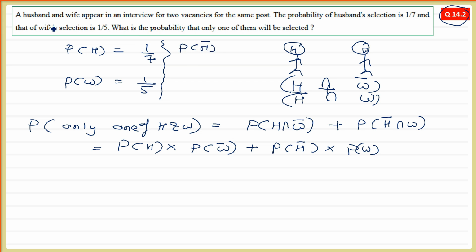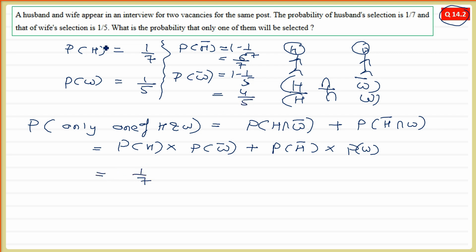So let's find PH bar, which is the probability of husband not getting selected. So 1 minus 1 by 7, this becomes 6 by 7. And PW bar is simply subtracting 1 by 5 from 1. So 1 minus 1 by 5. This is the first one, PH bar, let me write it as 6 by 7. And now 1 minus 1 by 5 is 4 by 5. So let's write it here.